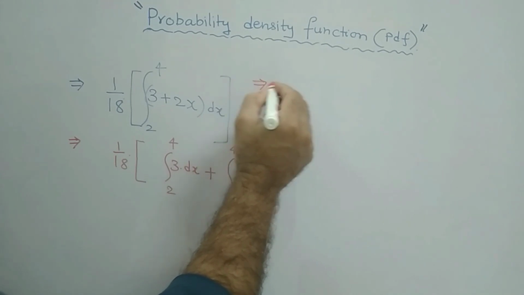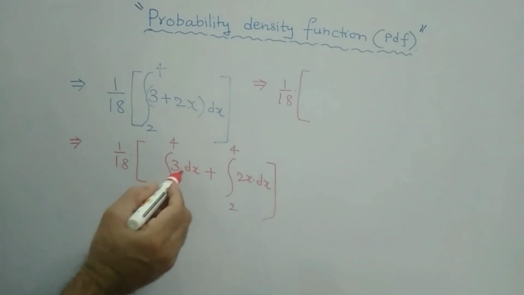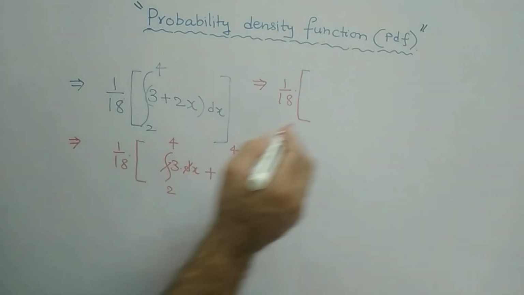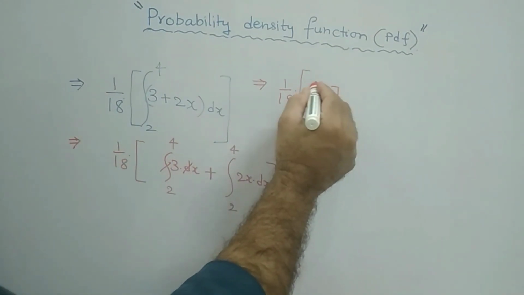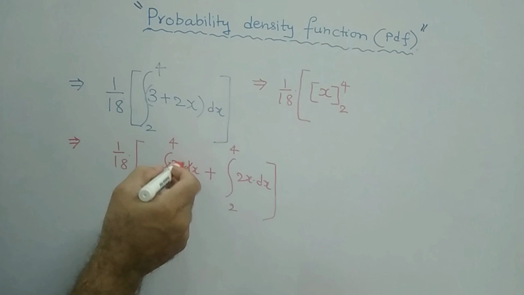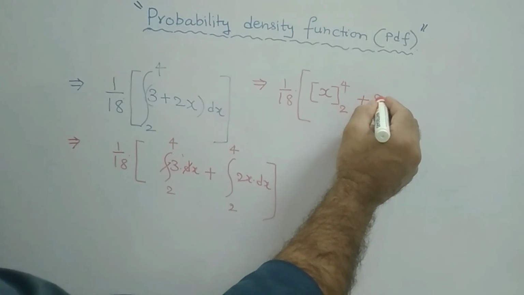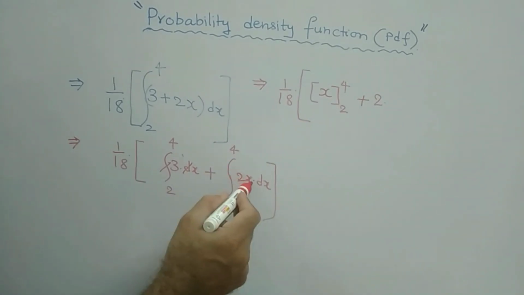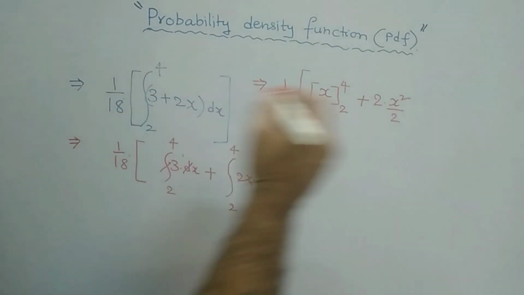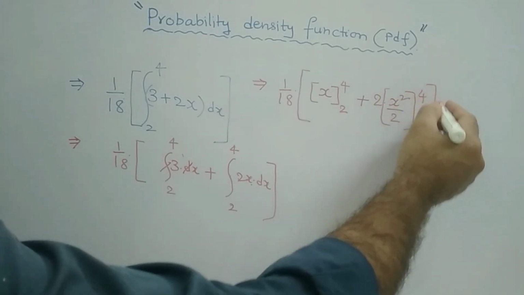This is equal to 1 by 18, definitely. Then 3 dx means what? Integration and differentiation get cancelled, then x will be there. It is x actually. Then substitute your upper limit and lower limit, 2 to 4, for this term. Plus, coming to the second term, 2 is constant here. Take 2 outside. Integral of x is nothing but x square by 2. Clear? In this, you substitute the limits 2 to 4. That's it.